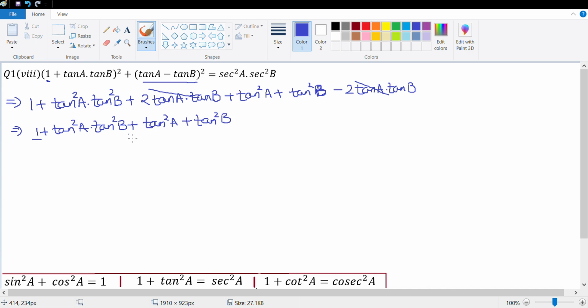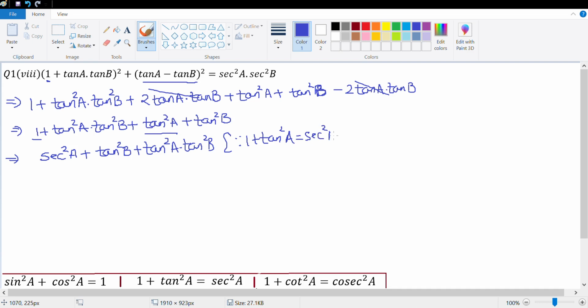I know a relation which is 1 plus tan square a, which is sec square a, and that's something which I want on the right hand side as well. So I will combine these two and I will write this as sec square a plus tan square b plus tan square a dot tan square b. The reason would be, since 1 plus tan square A is equal to sec square A.